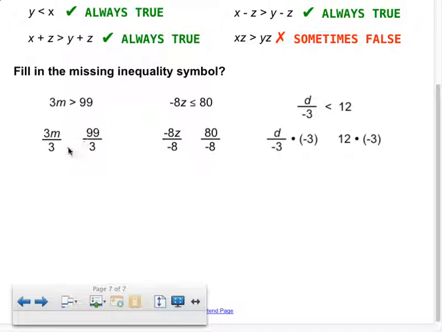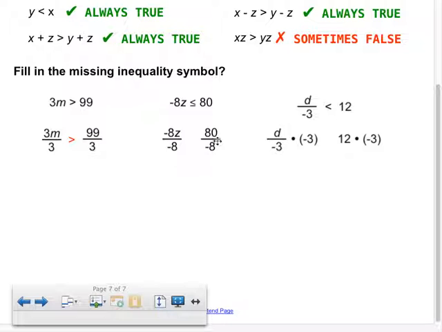Okay, moving along. Tell me what goes here. What's the inequality that goes here for this one? If I have 3m is greater than 99 and I divide both sides by 3, what's the inequality going to be? Alexis? Less than? Why do you say less than? Oh wait, no, it stays the same. Why do you say it's going to stay the same? Because it's a positive number. Because those are positive 3s we're dividing by. That's right. It's going to stay greater than.